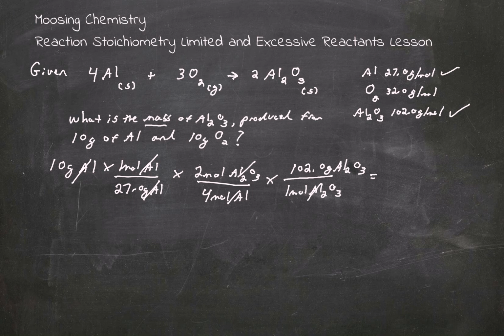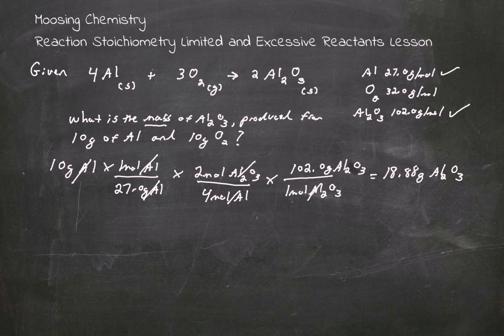So I got 10 divided by 27 equals, times 2 equals, divided by 4 equals, times 102.0. And that gives me 18.88 grams of aluminum oxide. So this particular amount, using the aluminum as the reactant, produced 18.88 grams of Al2O3.